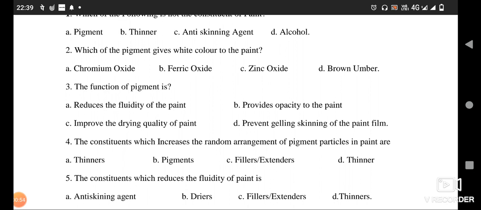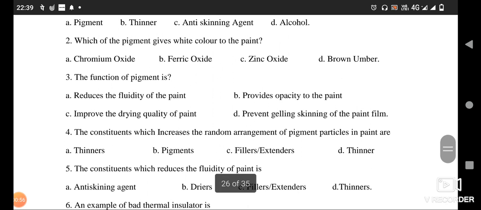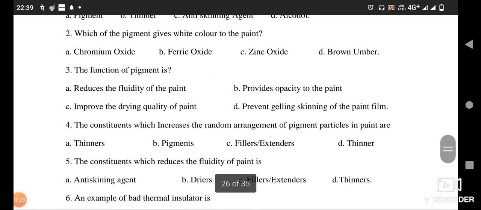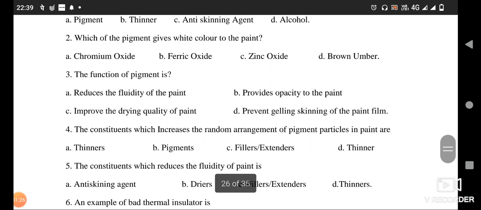Then after that, second MCQ: which pigment gives white color to the paint? So we know that there are two types of pigments, that is white pigment and colored pigments. Out of those four options, the white pigment is zinc oxide, and zinc oxide will give white color to the paint. So zinc oxide, that is option number C, is correct. Chromium oxide, ferric oxide and brown umber are actually color pigments, and zinc oxide, as it is the white pigment, is the correct answer here for the MCQ: which of the following gives white color to the paint.